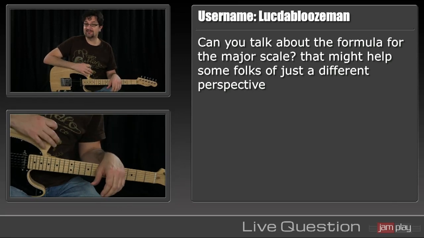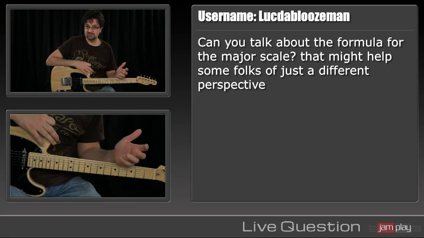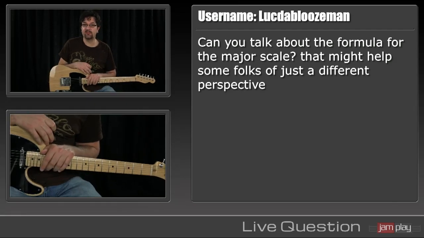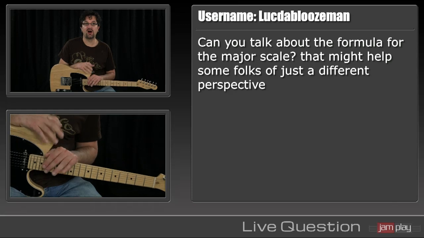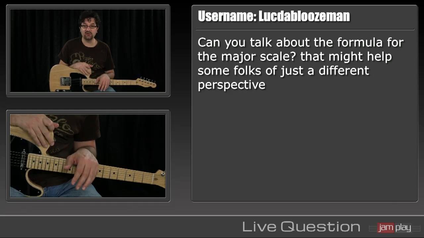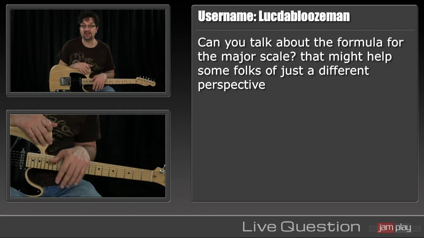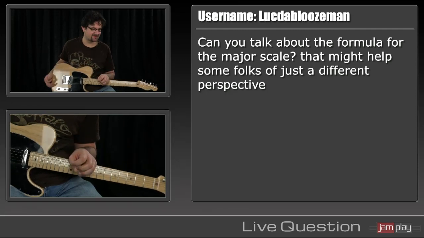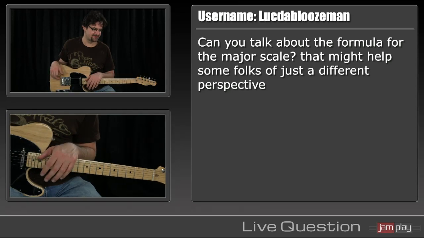And the formula is basically root, major second, major third, perfect fourth, perfect fifth, major sixth, and major seventh. All the intervals are major or perfect. And you know that only the fourth and the fifth are perfect. So major intervals and perfect intervals for the major scale.